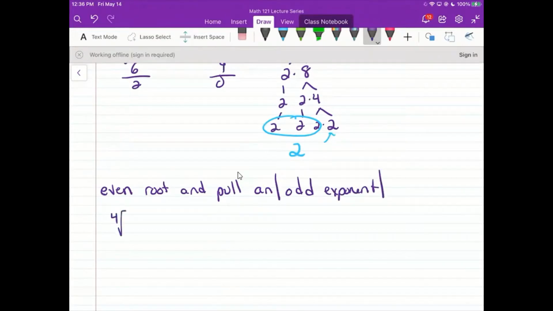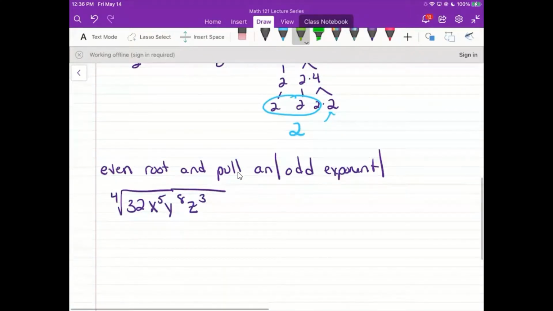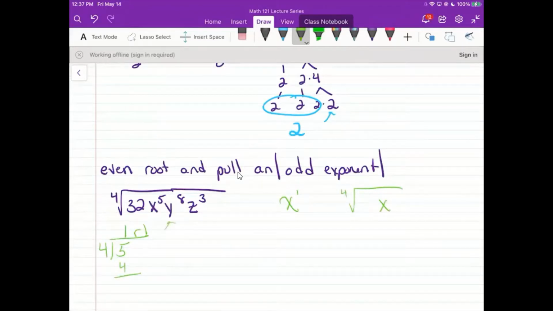As an example, if I have the 4th root of 32 x to the 5th, y to the 8th, z cubed, again, I'm going to take each of those exponents and divide it by the index. 4 goes into 5 once with a remainder of 1. So I'm going to pull out 1 x, and I'm going to leave 1 x inside. I'll take y's next. I'm going to do 4 into 8, goes twice with a remainder of 0. So I'm going to pull out 2 y's and leave none underneath. And notice 3 is already less than the index, so my z's remain as they were.